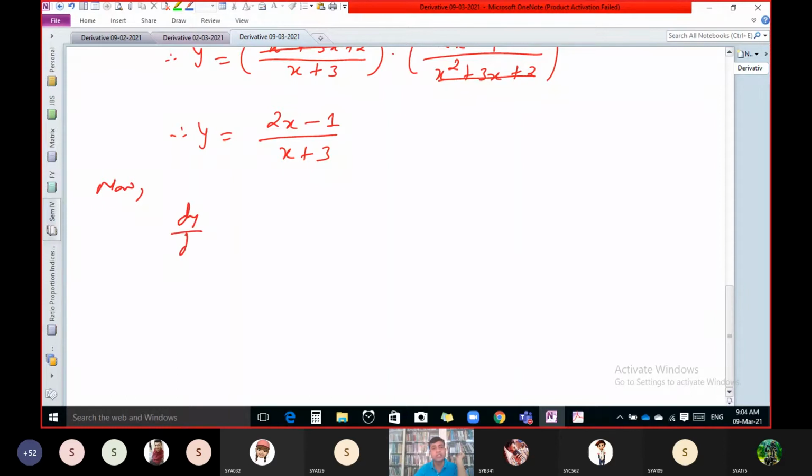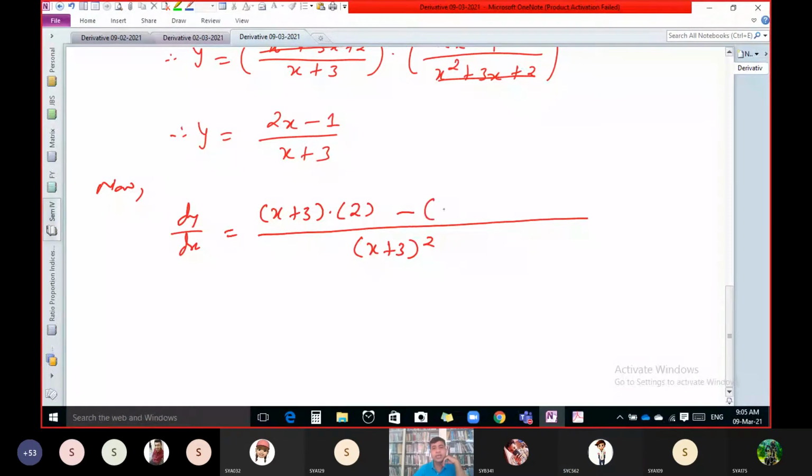So we have to use the division rule. Tell me the first step. What do we have to write in the denominator? x plus 3 the whole square. Correct. Here we have to write x plus 3 into the derivative of 2x minus 1. 2. Then minus sign. Now 2x minus 1 as it is into the derivative of the denominator x plus 3. 1. Correct.